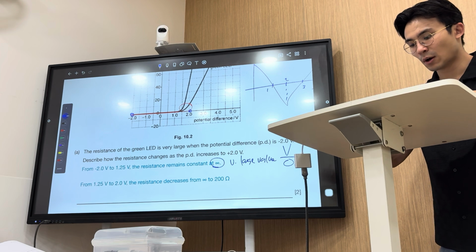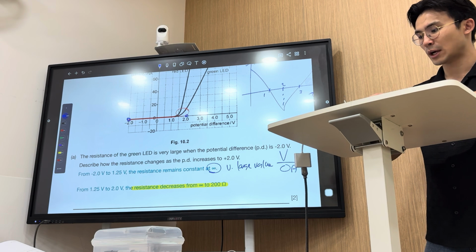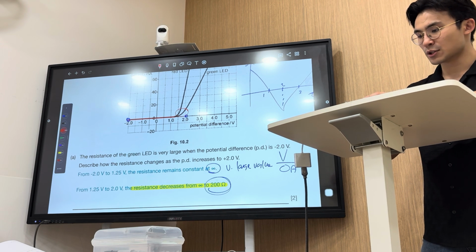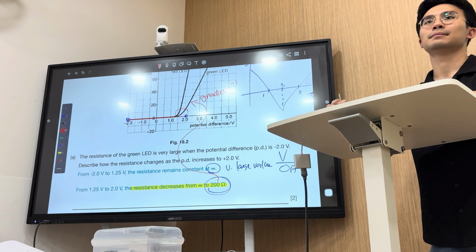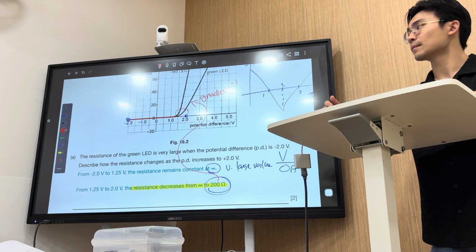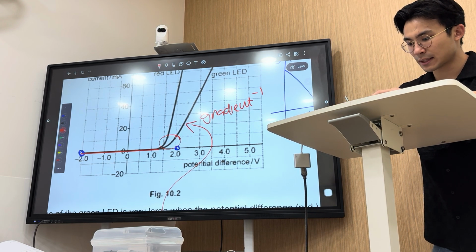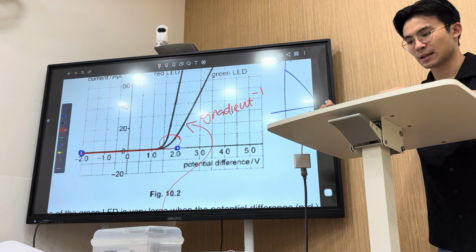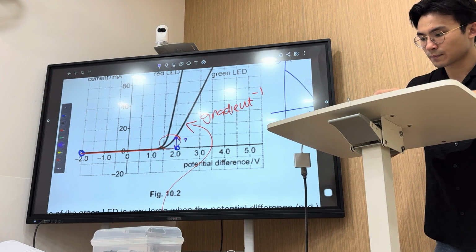Then from 1.25 to 2, resistance decreases from infinity to about 200 ohms. How do we get 200 ohms? Gradient to the power minus 1. How to find the gradient? Actually it's not even gradient in the first place. It can be calculated like gradient, or you can just find out your V here and your I here.